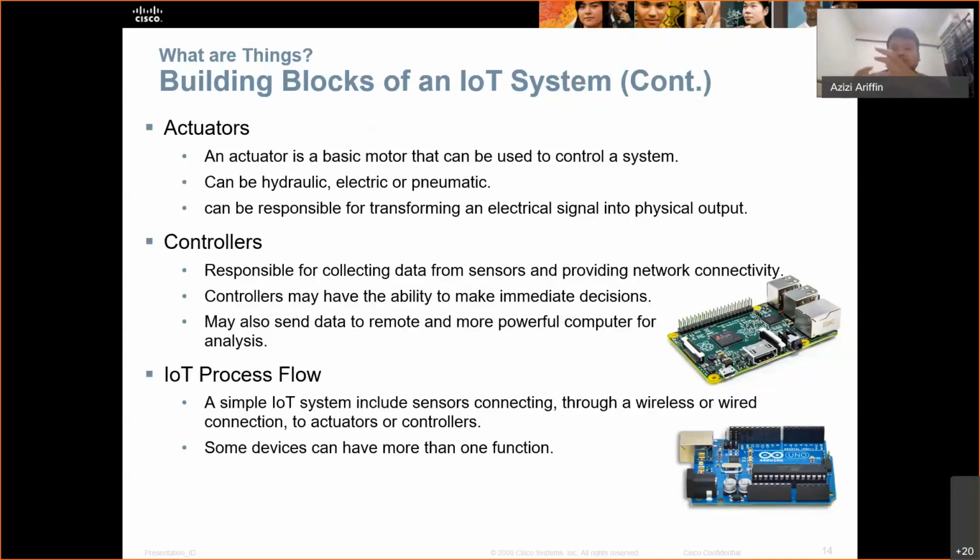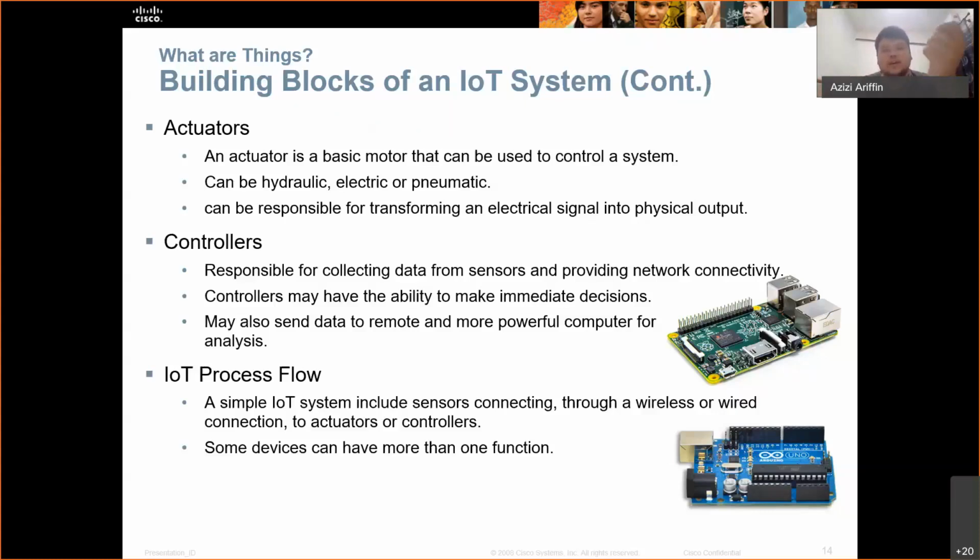Sebab kalau kita nak buat machine learning atau data analytics dekat controller, mungkin tak boleh sebab controller selalunya ada limited computing resources. Okay, so kita juga ada IoT process flow. So a simple IoT system includes sensor dan melalui wireless or wired connection to actuators or controllers.